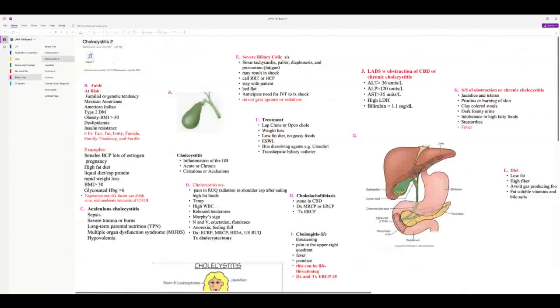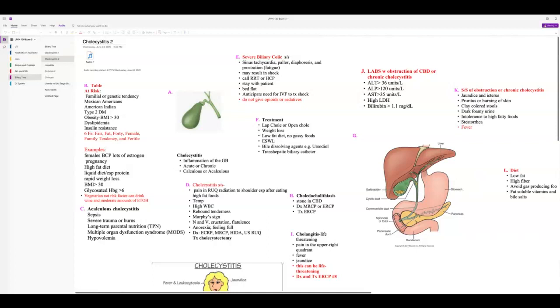So with cholecystitis, I talked about who's at risk. You're definitely going to have to know that. You need to know how it presents: pain in the right upper quadrant, radiation to the shoulder, especially after eating high fat foods.